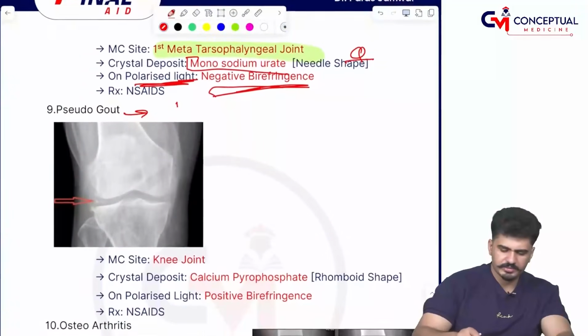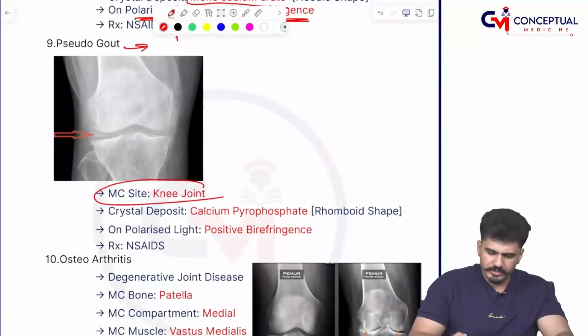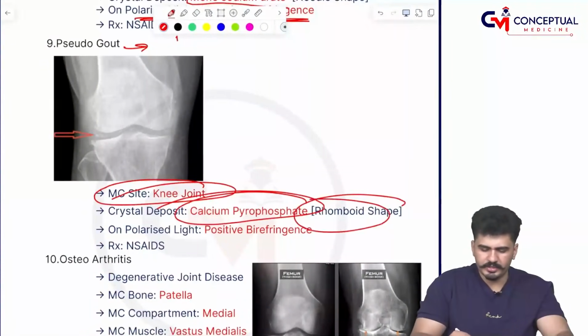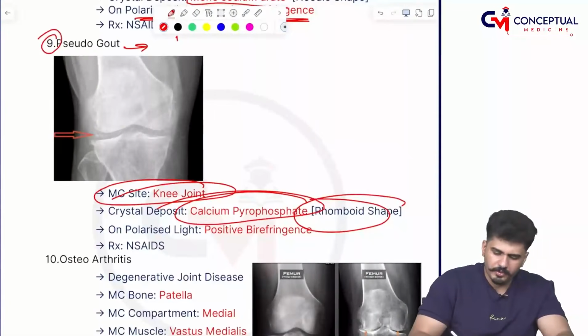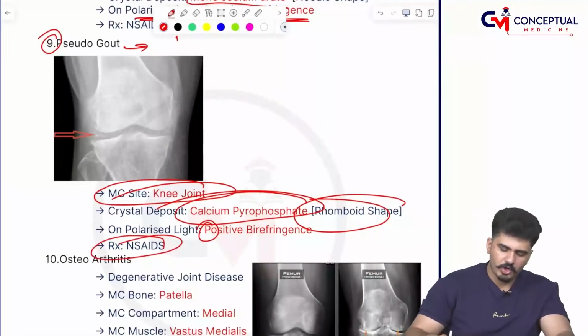Now, pseudo gout. Most commonly, you will see the knee joint, calcium pyrophosphate rhomboid crystals. P for pseudo gout, P for positive birefringence, and treatment is NSAID.